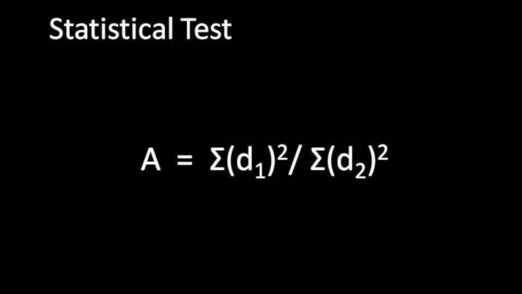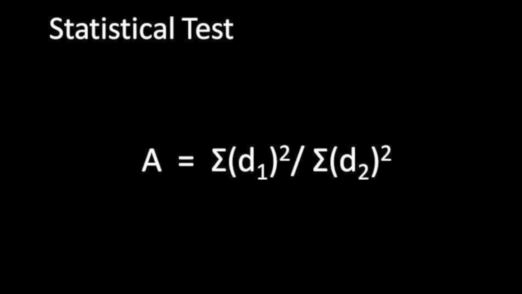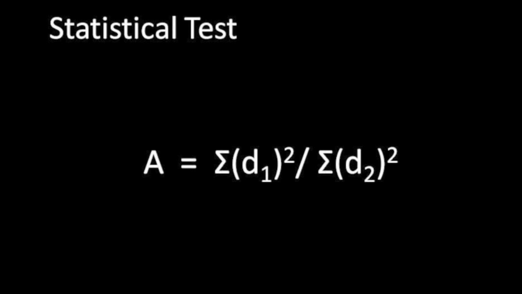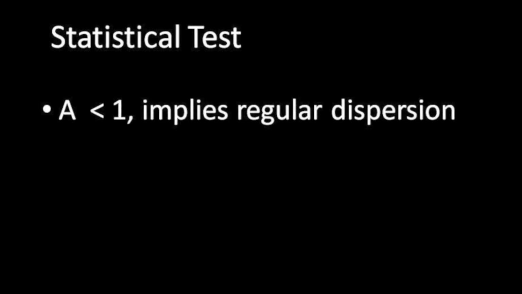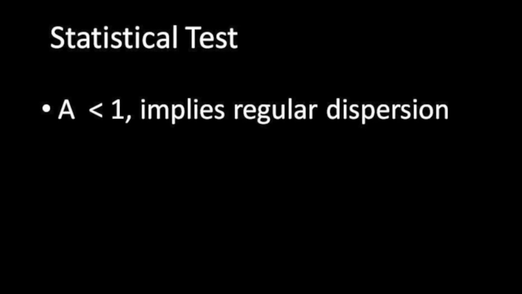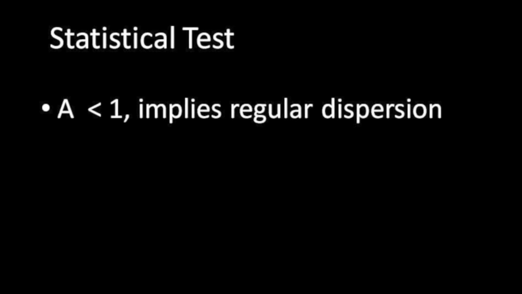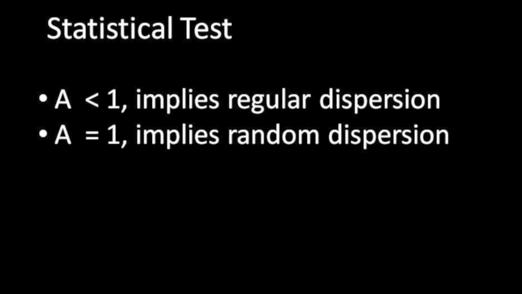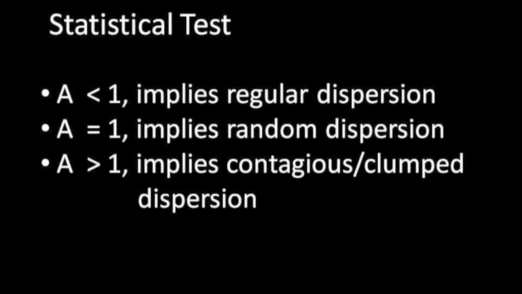Okay, here's the statistical part. Since I use the nearest neighbor technique, the statistical test that I will use is this formula: A equals the sum of d1 squared divided by the sum of d2 squared. According to my protocol, if A is less than 1, this implies regular dispersion. If A equals 1, this implies random dispersion. And if A is more than 1, this implies contagious or clumped dispersion.